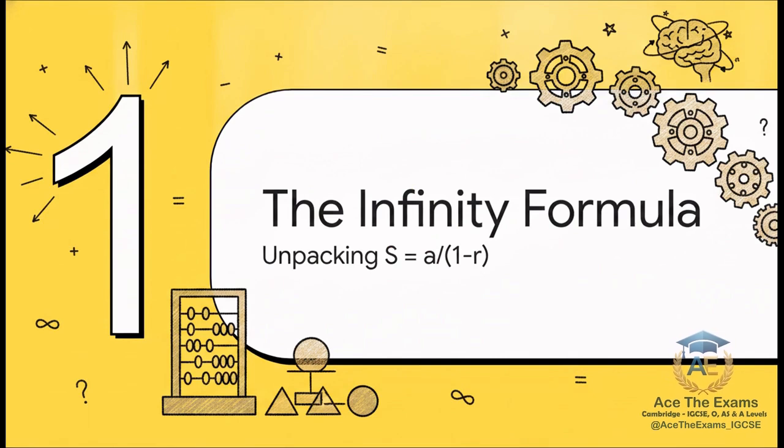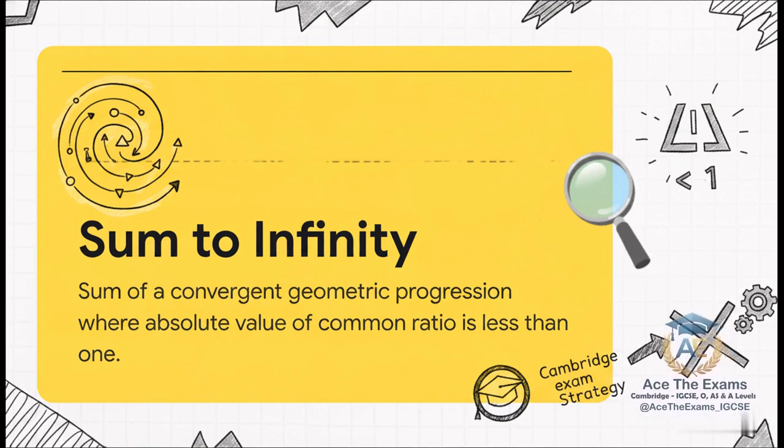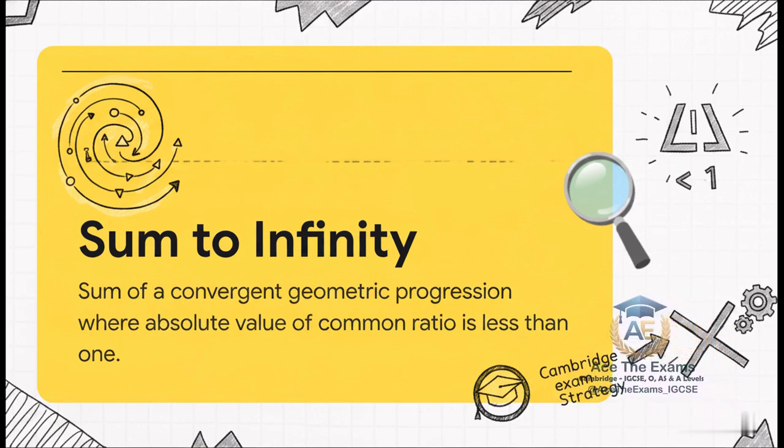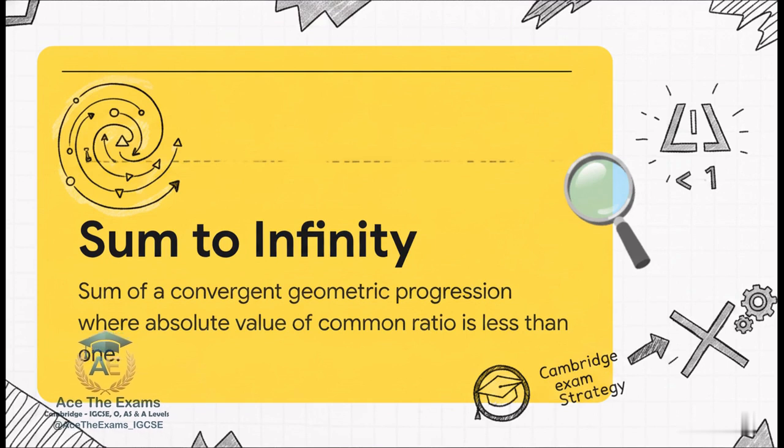Section 1. Unpacking the infinity formula. All right, let's look at the exact wording of your core formula. The sum to infinity equals a, your first term, divided by 1 minus r, the common ratio. But ordinary revision completely fails here because simply memorizing the equation isn't enough to survive Cambridge's tricky applications. The absolute critical condition, the part that trips literally everyone up, is that the absolute value of the common ratio r must be strictly less than 1. If you apply this formula to a sequence that doesn't converge, your mathematical logic breaks down entirely. And that leads right back to that painful 0 we just talked about.